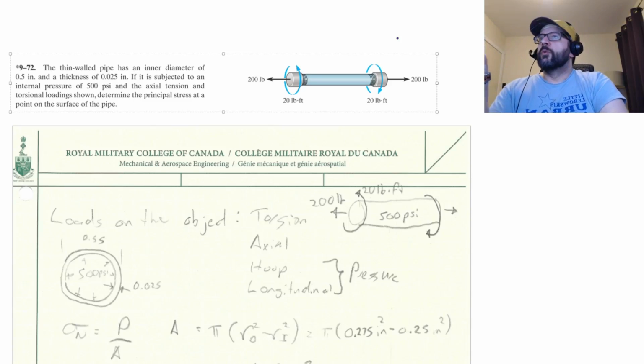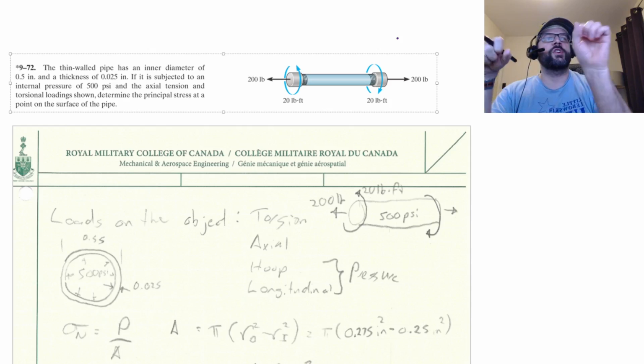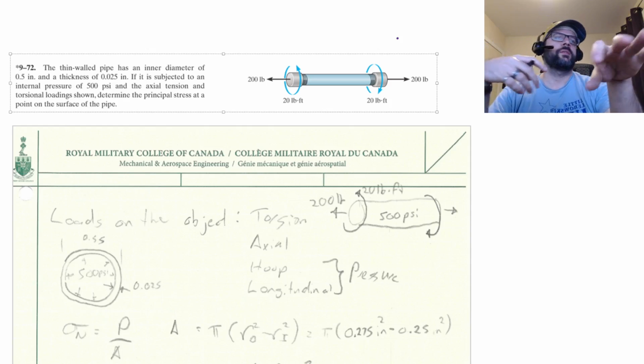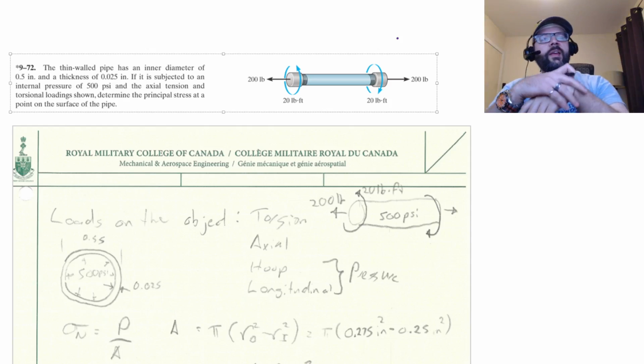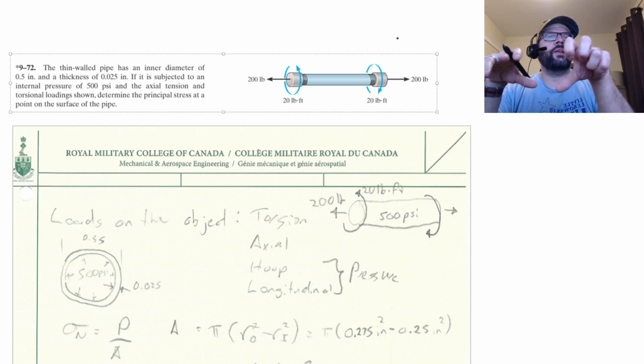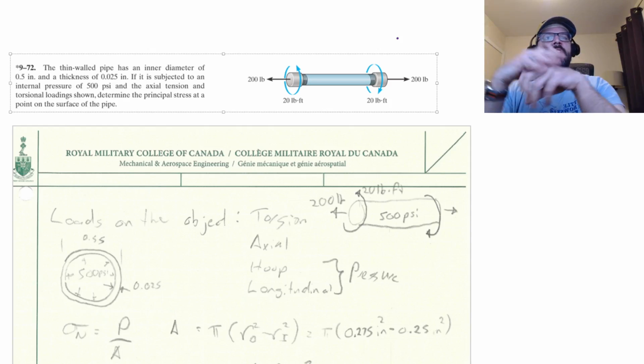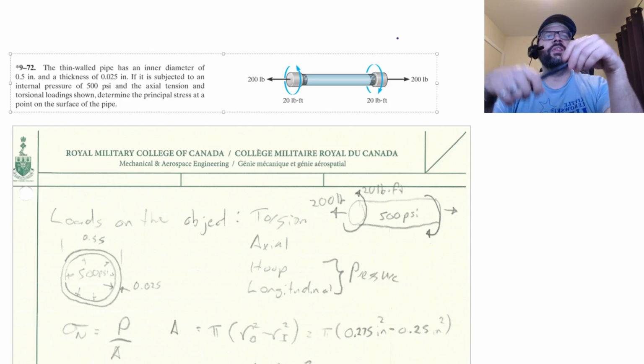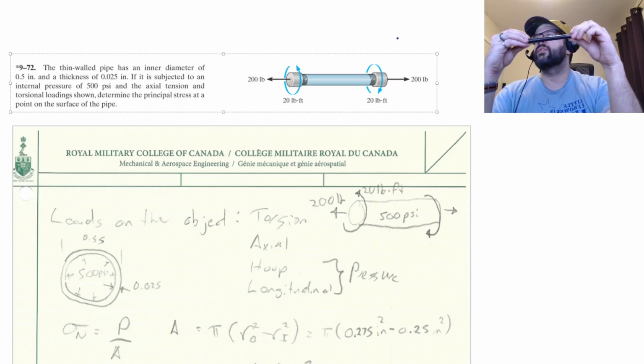All right, let's get a bit more complicated here. So we've got a pipe here. It's got some sort of caps on the end, whatever. It has some torsion applied to the caps, I guess probably while they're tightening it. And it has some sort of external axial tension applied to it as well. And then the inside of the pipe, you also have a pressure of 500 psi.